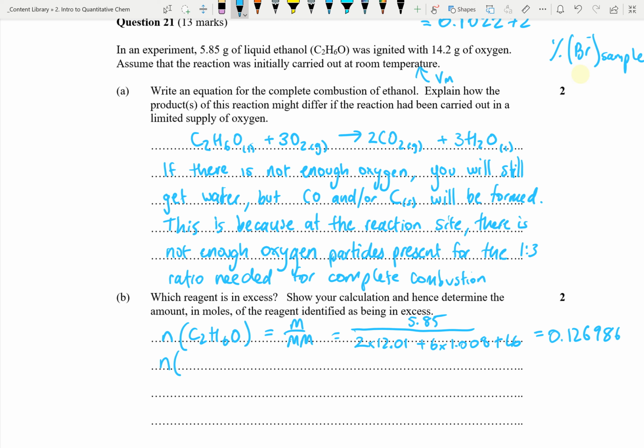Moles of other reactant, which is oxygen, equals also mass on molar mass, which is not going to be as long, so 4.2 over 2 times 16. Sorry, it's the wrong number, 4.2 divided by 32.